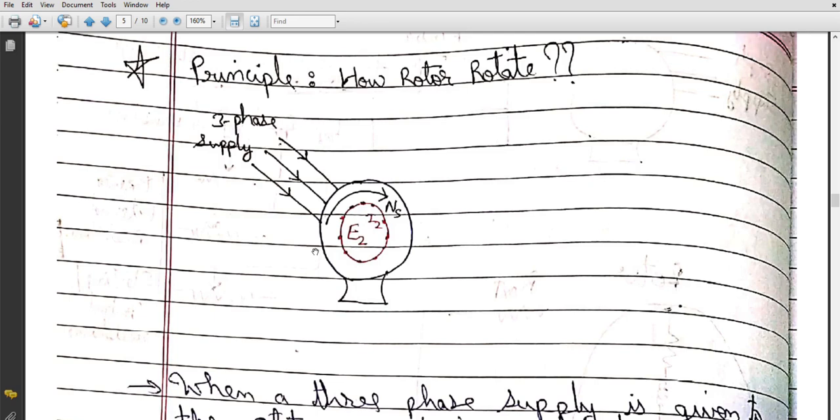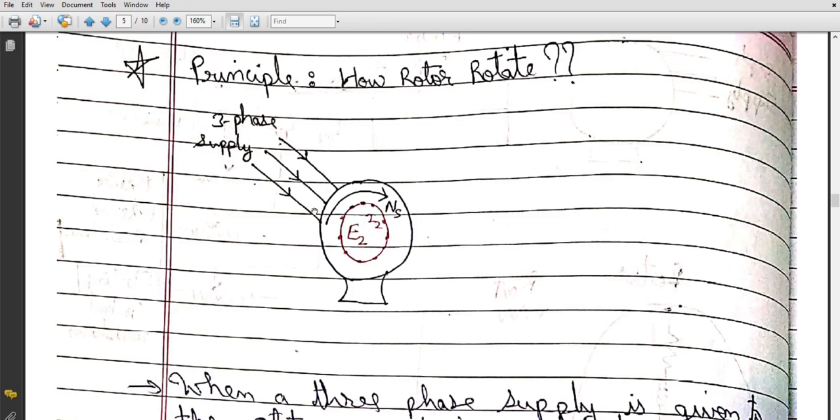So this rotating magnetic field has a constant magnitude and it rotates at a constant speed equal to your synchronous speed, whose value is given by ns equals 120 into F divided by P, where F is your supply frequency and P is the number of poles. As you can see in this diagram, when this three-phase supply is given to your stator body, an RMF will be generated, and it will rotate at this synchronous speed ns, 120 F divided by P.